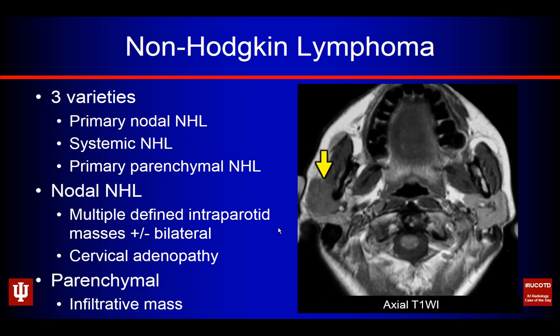The trouble comes with these parenchymal non-Hodgkin lymphomas because they look like infiltrative masses. I mean, I couldn't look at this and say, oh, yeah, that's definitely a parenchymal variant of non-Hodgkin lymphoma. No, I mean, this could very well have been adenoid cystic, or mucoep. You just can't tell without doing a biopsy.